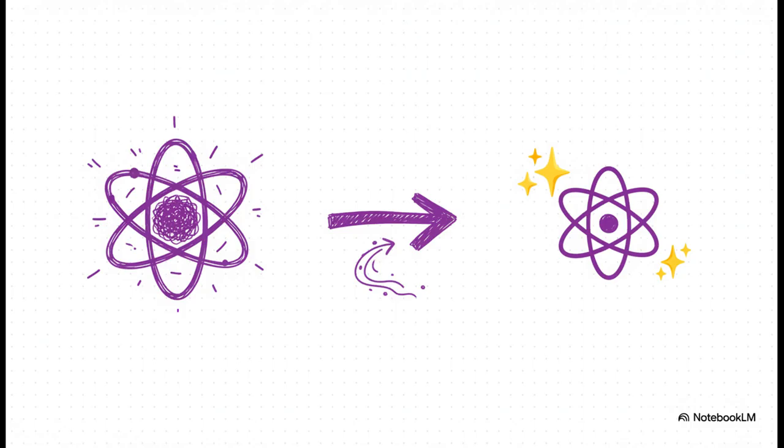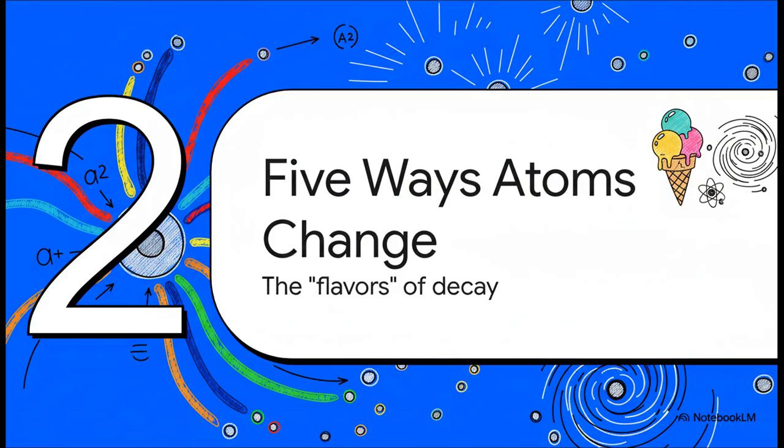To make this easier to understand, scientists have this really great analogy. They call the original unstable atom the parent. And when that parent decays, it doesn't just vanish. No, it transforms into a new, much more stable atom that they call the daughter. So, see, it's not about destruction at all. It's all about transformation. So how does this change actually happen?